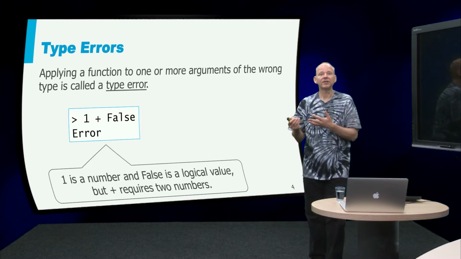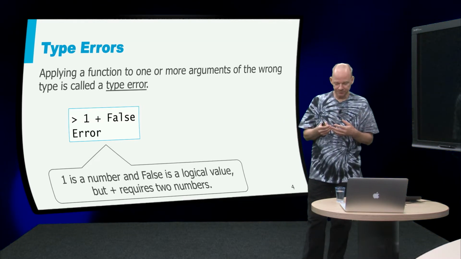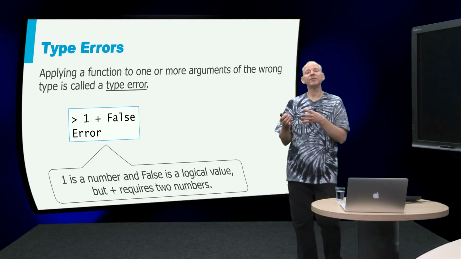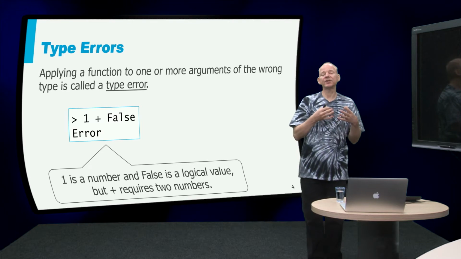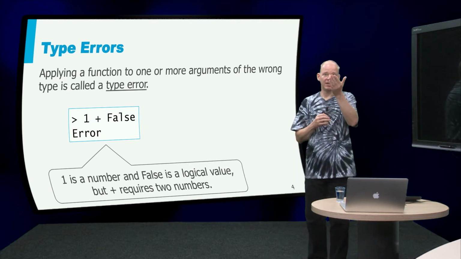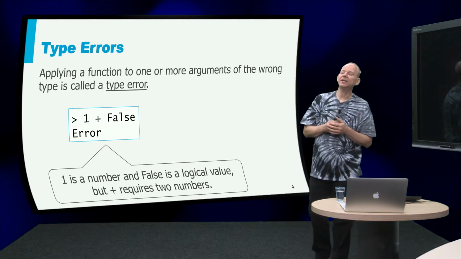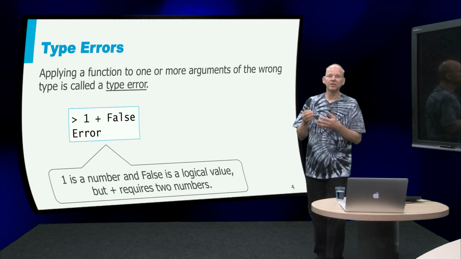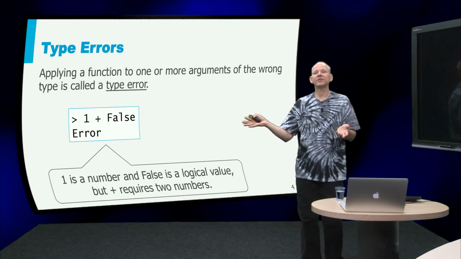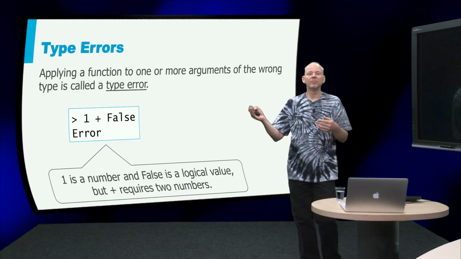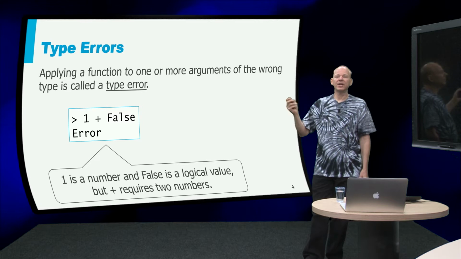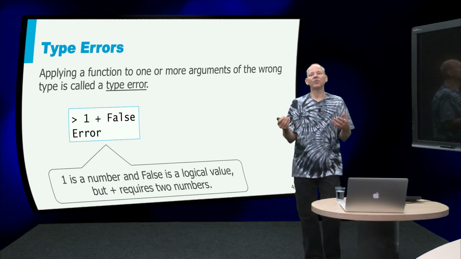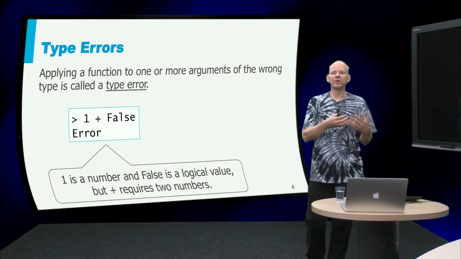Now, a type error is something where we're using a function with a type that the function does not expect. Let's look at the example here. If we want to add 1 to False, obviously that's not going to work, because on the left we have a number, and on the right we have a Boolean, and there's no way to add a number to a Boolean.